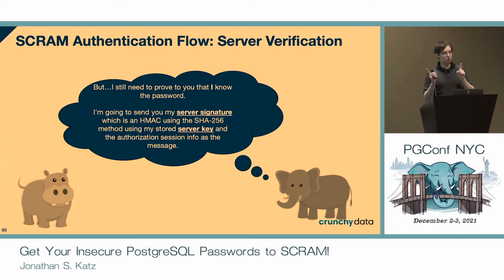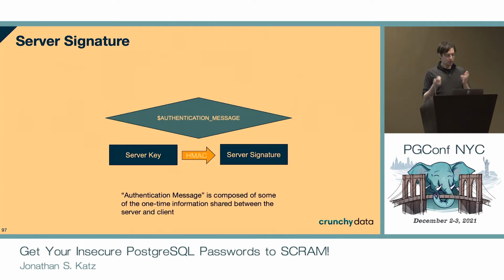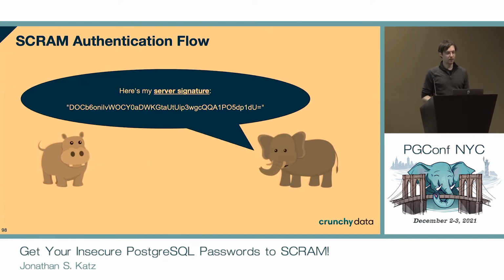This is the cool thing about SCRAM. Both parties need to verify that they know the password. So the server is going to generate something called a server signature. And the server signature is similar to the client's signature, except it uses the server key. Recall that when we built the SCRAM verifier, we also stored something called the server key, which is just the HMAC of the hashed password with the literal string server key. So we generate the server signature similar to how we generated the client signature, except using the server key. We have that one-time authentication info in there. We build out the HMAC. We send over the server signature to the client.